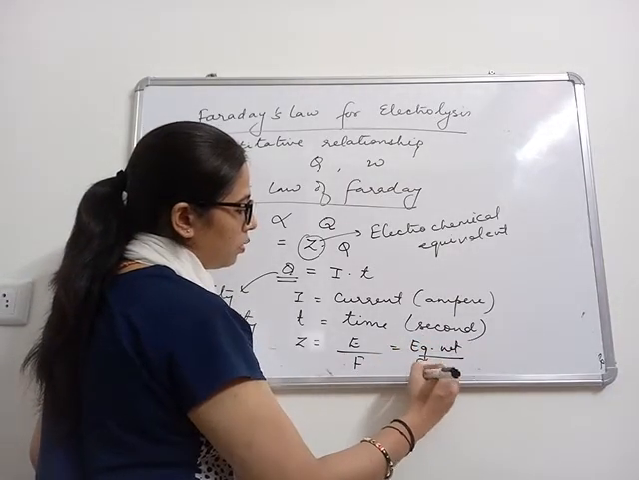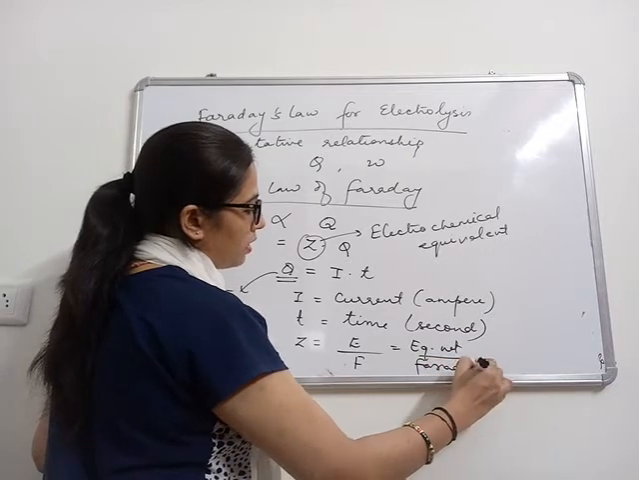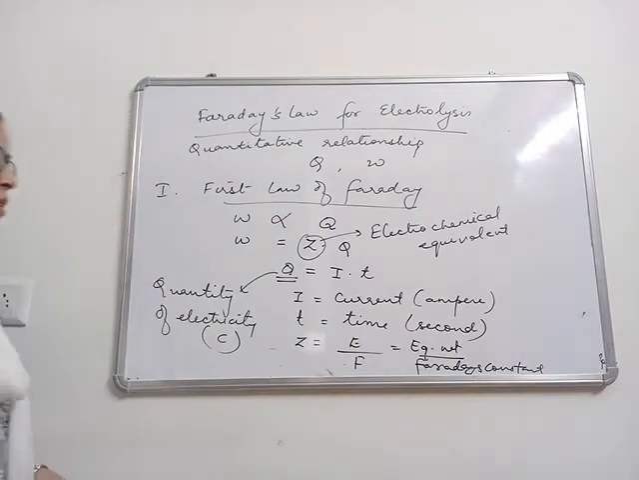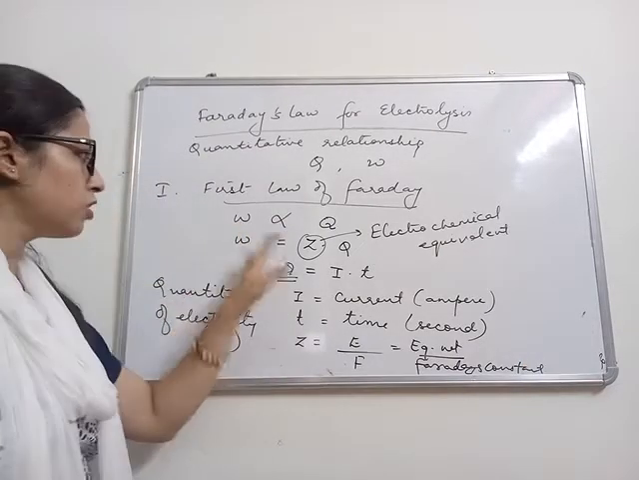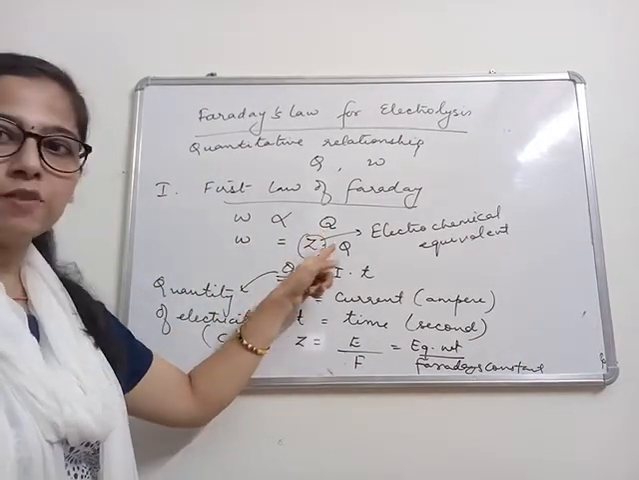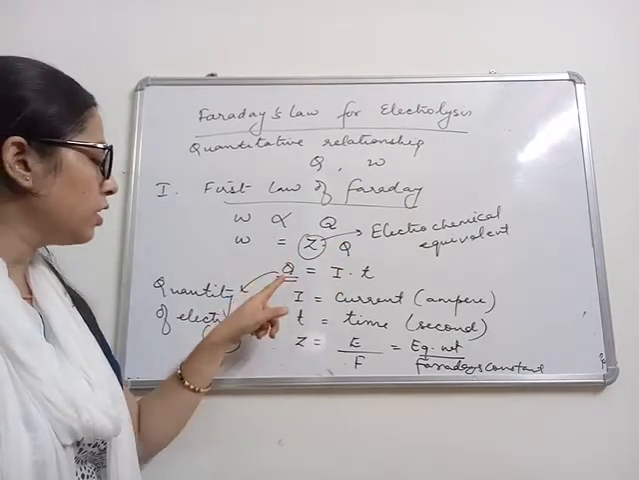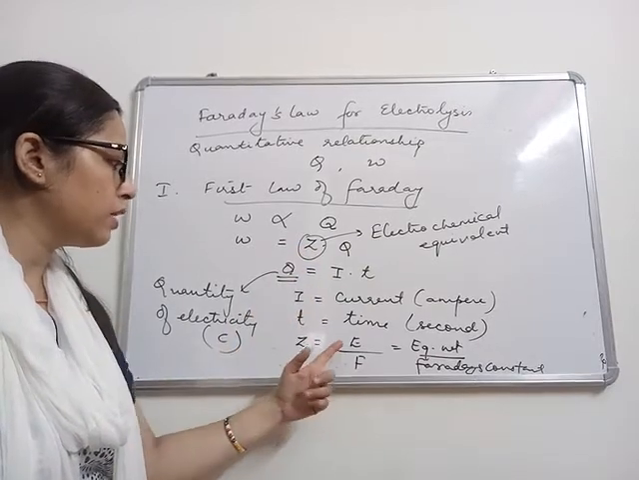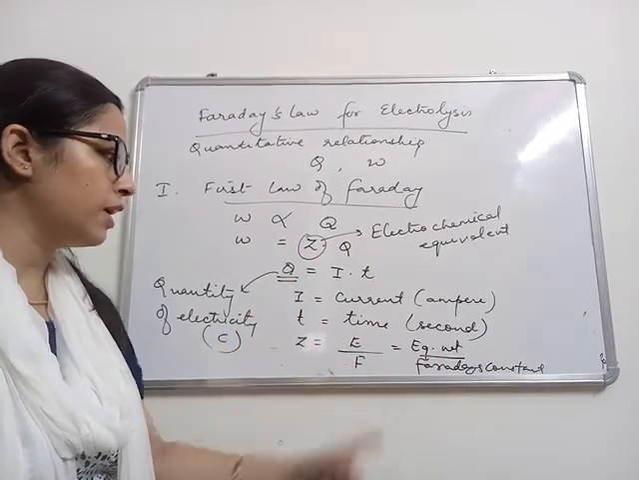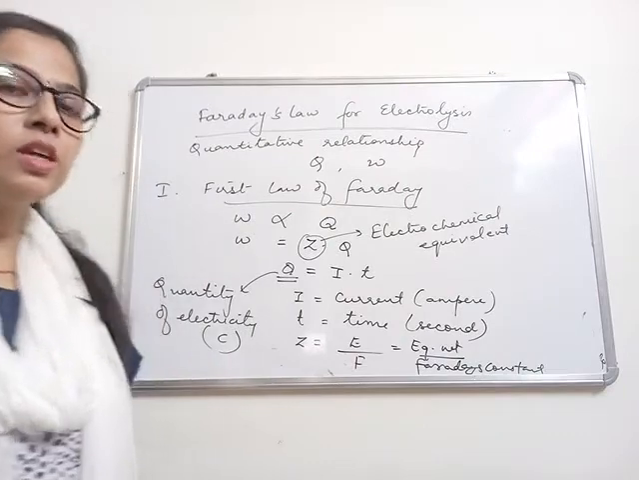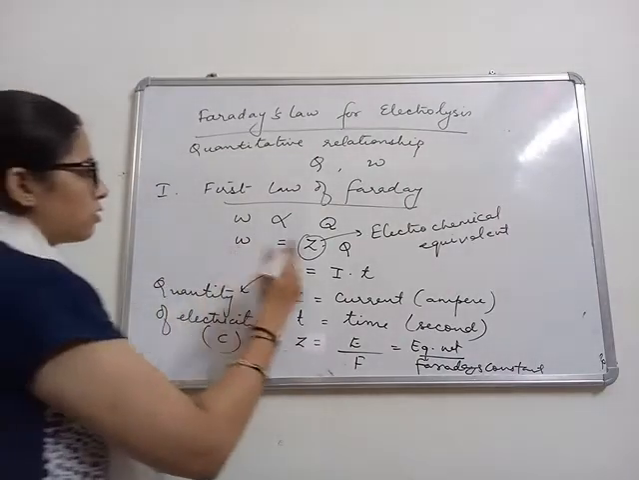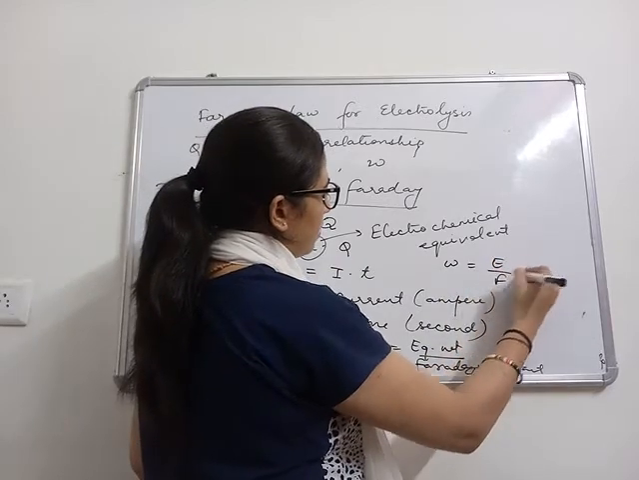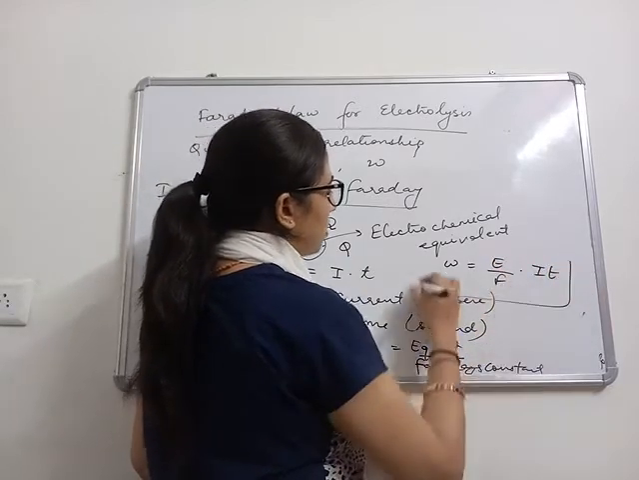Equivalent weight upon Faraday's constant. So the amount of substance deposited or liberated is proportional to the quantity of current passing through it, and the quantity of electricity is time into current, and the electrochemical equivalent is equivalent mass upon Faraday's constant. So by using the equation you can get the mass of the substance deposited or liberated. So W is equal to E by F into I into T.